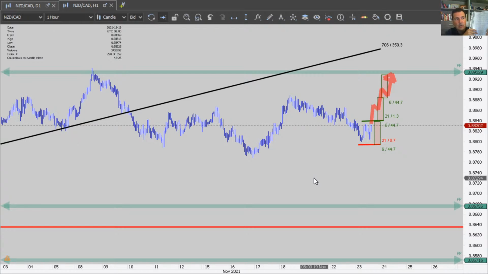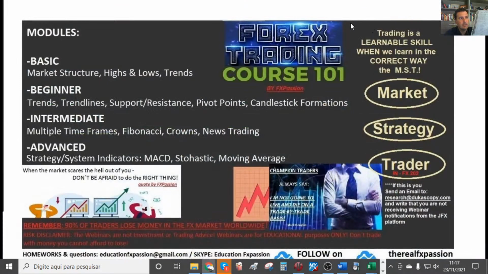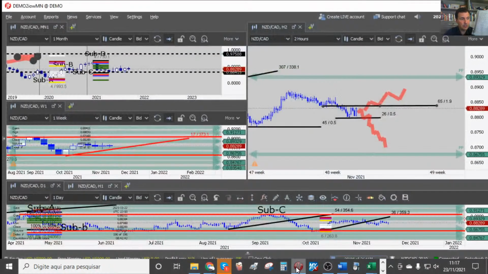So education wise, we come to the understanding that when this happens, because I didn't make any money out of it, what does this mean? Does this mean that the strategy doesn't work, or does this mean that the trader doesn't work? See, trading is a learnable skill when we learn in the correct way about the market, about the strategy, and about the trader. So somebody's asking, well, why don't you go long? Because I am trading a strategy. Professional traders, we are trading strategies, and we must obey the rules.